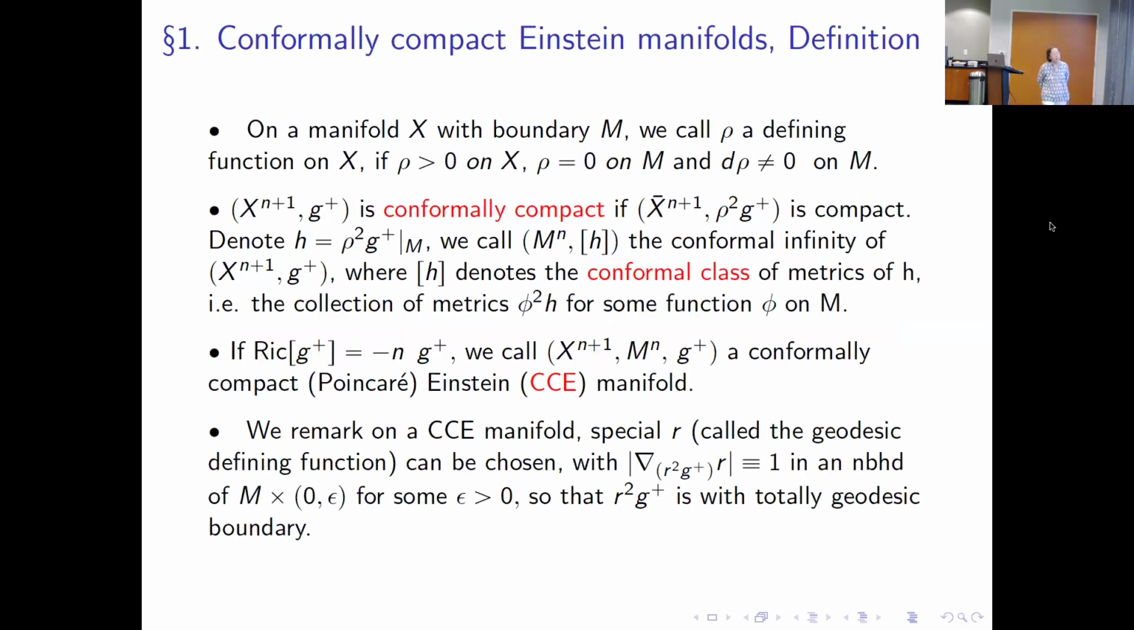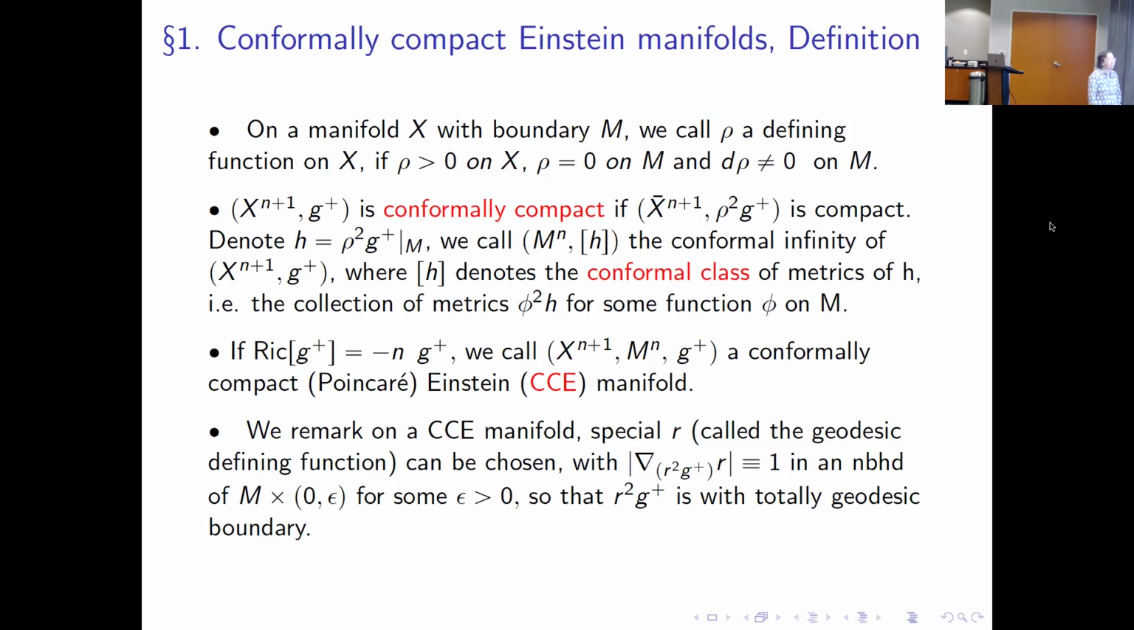So more specifically, I mean the following. First, on a manifold, I have a defining function rho. That means rho is positive on X, and d rho is not equal to 0 on the manifold. And it's conformally compact, meaning X itself is not compact, but I have such a defining function that rho squared times g_+ becomes compact. The choice of this defining function rho is by no means unique. Once you have one, you can multiply it by another positive function and it's still a defining function. So this h is determined up to conformal class, a multiple by a positive function.